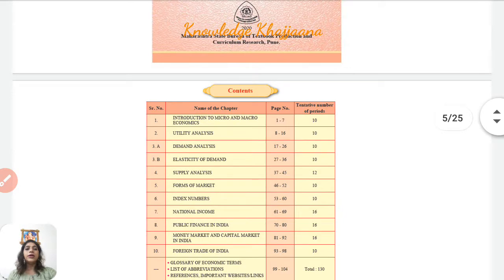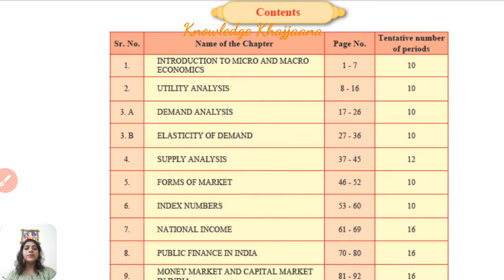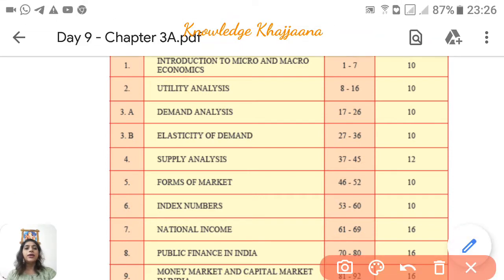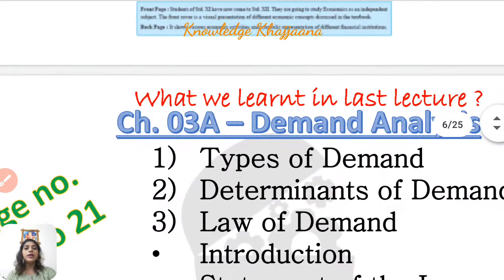So far we have completed two lessons, that is Introduction to Micro and Macroeconomics as well as Utility Analysis. And currently we are learning lesson number 3A, that is Demand Analysis. Now see what we have learnt in our earlier lecture.